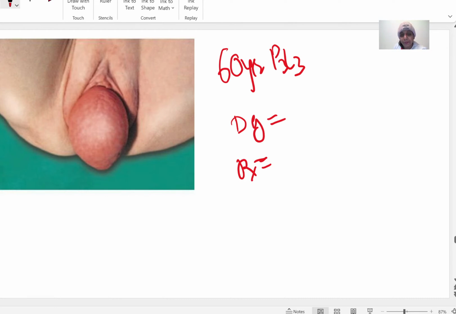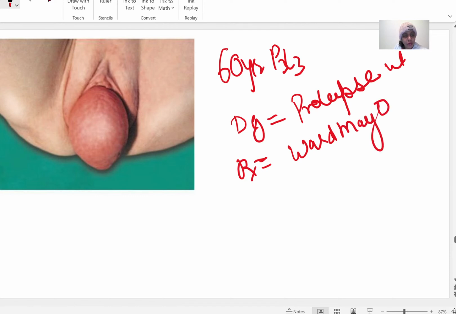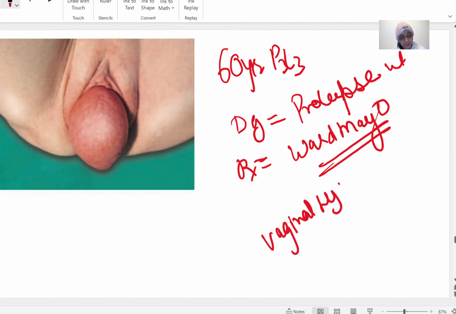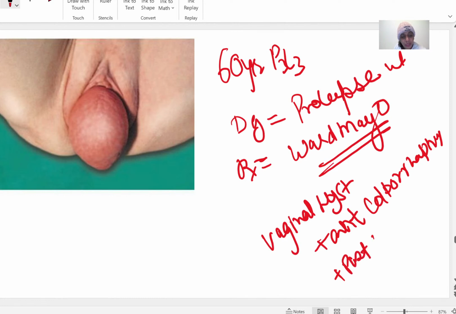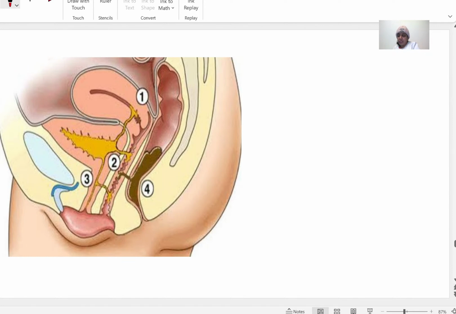This is prolapse. Okay, prolapse uterus. Treatment is Ward Mayo, which is vaginal hysterectomy plus anterior colporrhaphy plus posterior colpoperineorrhaphy. गुड.